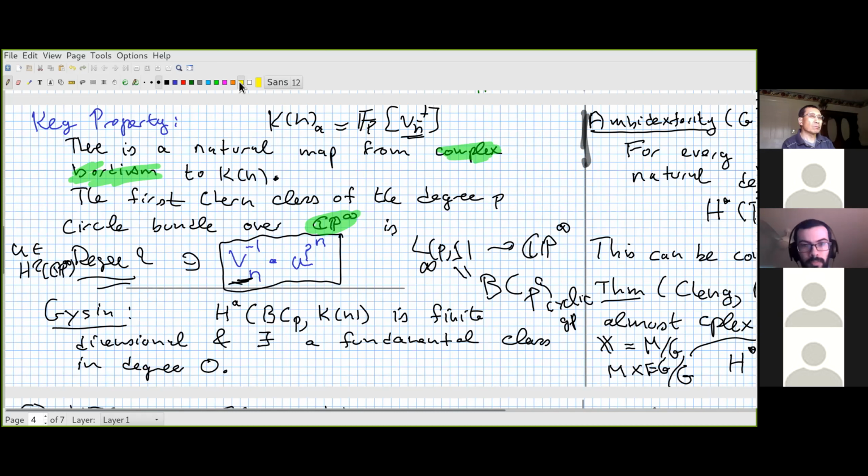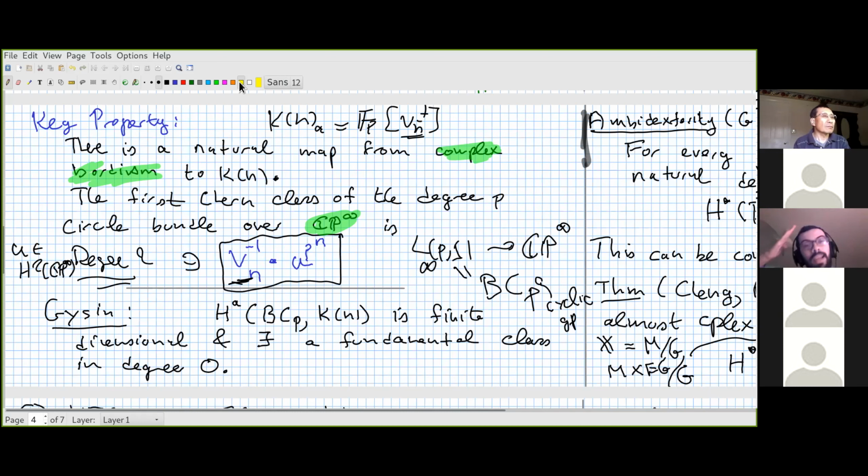the cokernel, if you take the cohomology of CP infinity and you mod out by v_n minus 1 times U to the p^n, is the same thing as modding out by U to the p^n. So you've basically killed everything in the cohomology of CP infinity which has degree bigger than p^n. So that means it has finite rank.